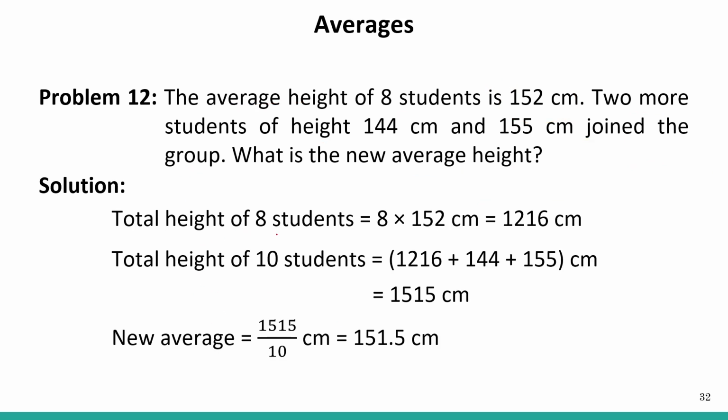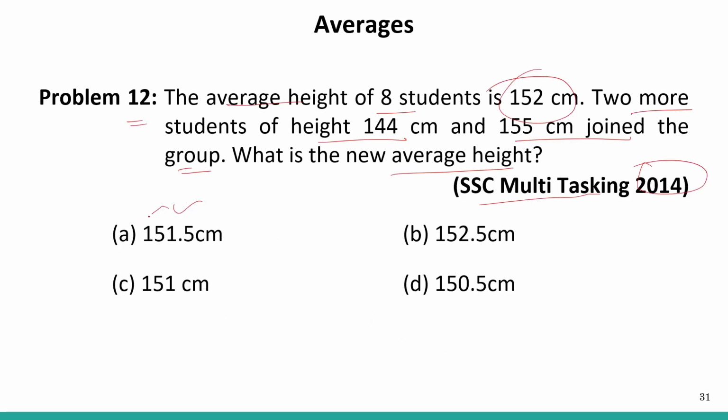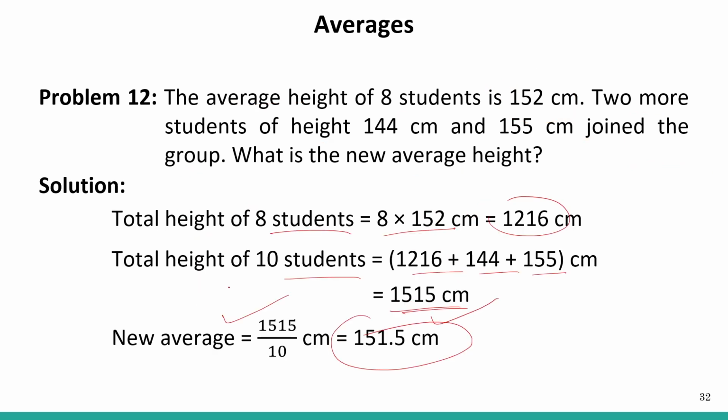The total height of 8 students is 8 into 152, which is 1216 centimeters. The total height of 10 students is 1216 plus 144 plus 155, which is 1515 centimeters. So the new average will be 1515 by 10, which is 151.5 centimeters. So this will be the correct answer. 151.5 centimeters is the only correct answer. These are all wrong answers.